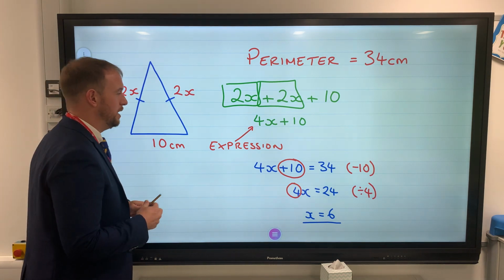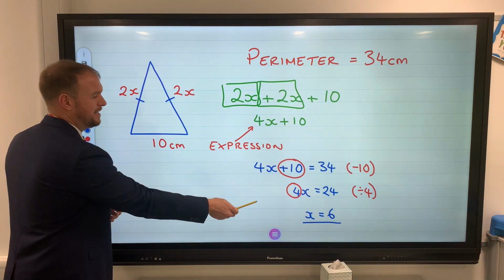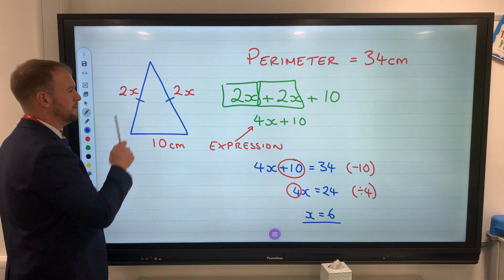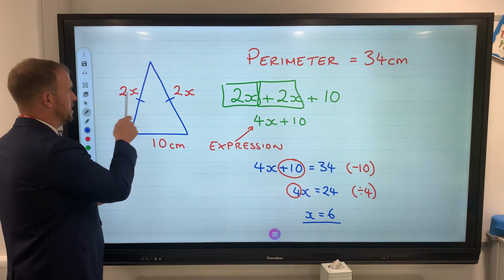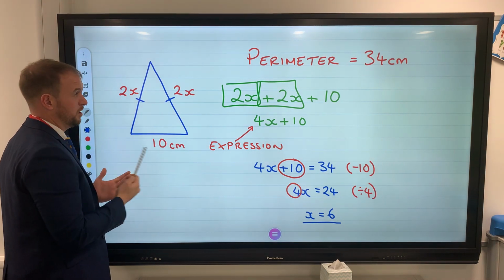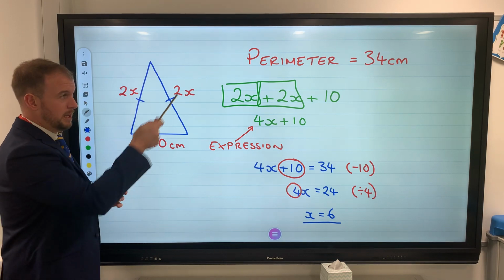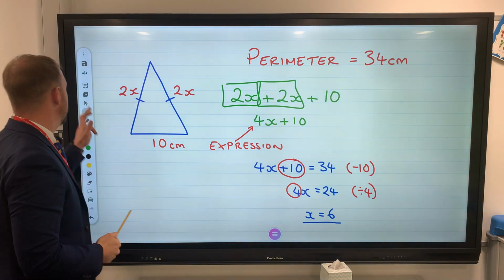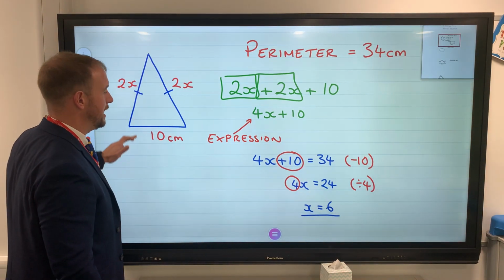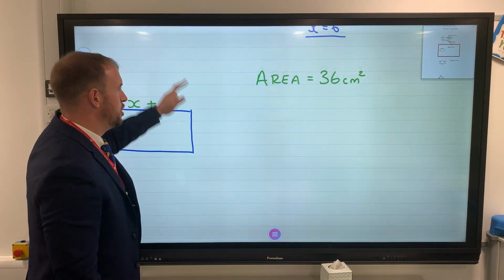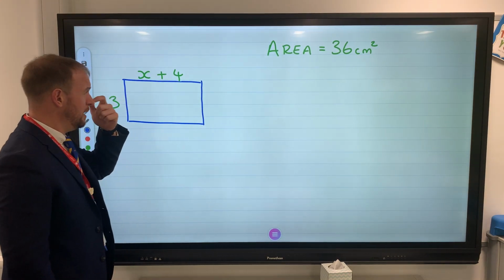If it's asking for it in the question, they've used a bit of substitution. Well, if x is 6, then 2x's must be 12. So if this is 12, this is 12, this is 24, add the 10, it's 34. So a bit of substitution there if the question is asking for it. So that's perimeter. Let's look at area.